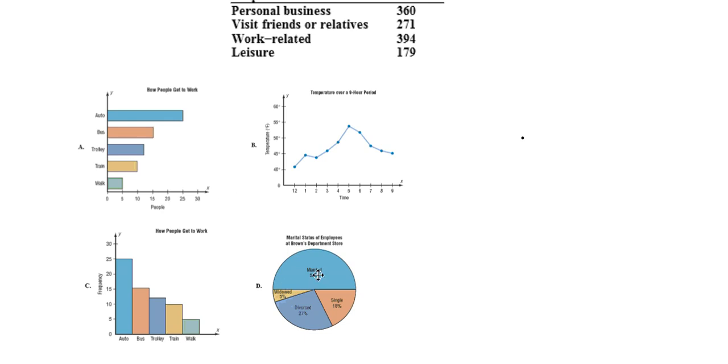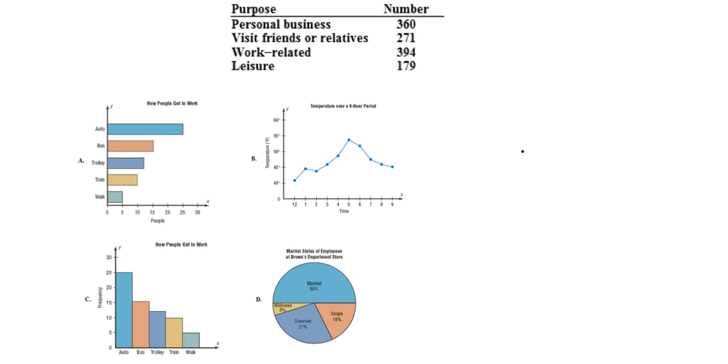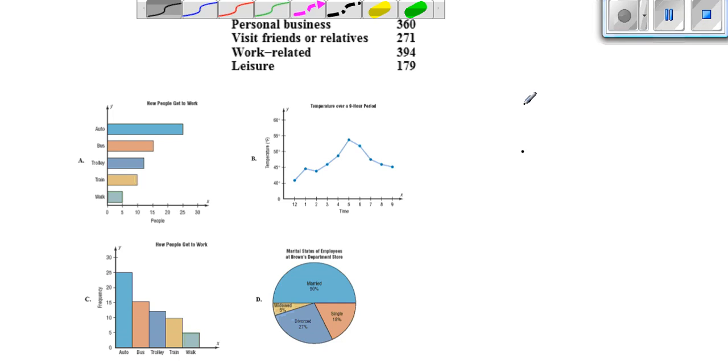Now, one question might be, how do we get these percentages? Let's take a look at that. I'm not going to take the time to calculate all of them, but we'll go through the general idea. The first thing we need to do is find our total quantity in this particular study. If we add those numbers up, we have 360 plus 271 plus 394 plus 179 for a grand total of 1204.